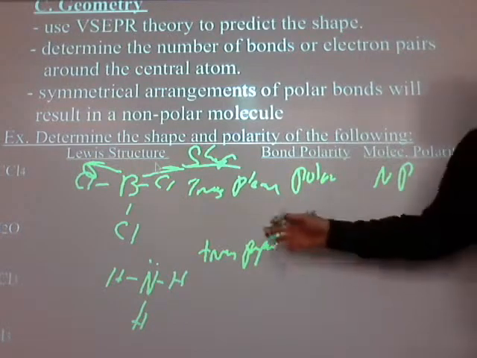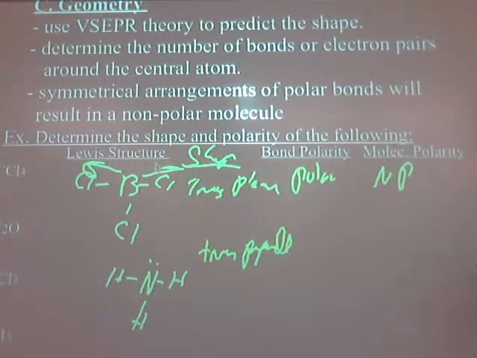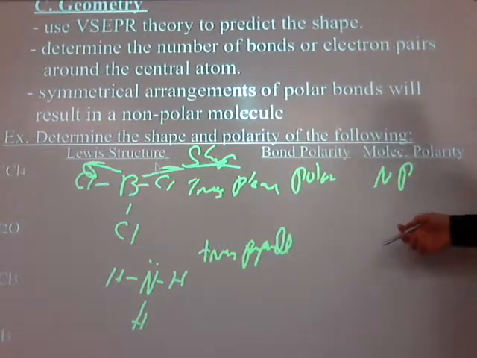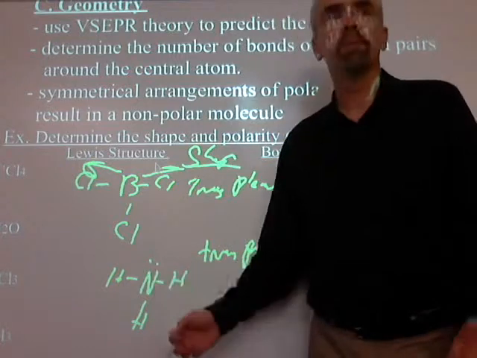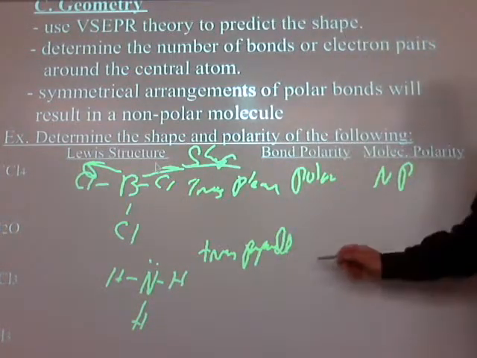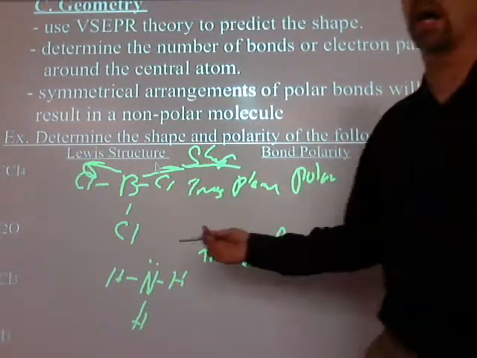What if I tell you the bonds for NH3 are non-polar? What does the molecule have to be? Non-polar. It has nothing to do with the shape of the molecule at that point. So you'd have to look up the electronegativity differences between N and H. It's probably polar, and if it is, it doesn't make any difference. If those are polar, you still have a polar molecule here because they are not symmetrical.